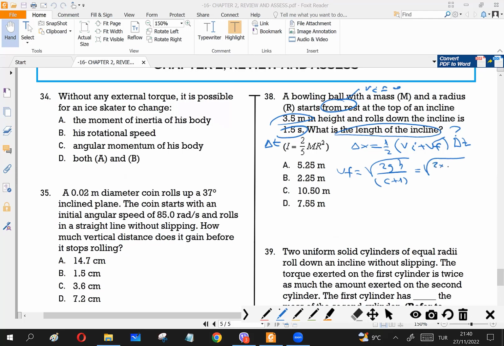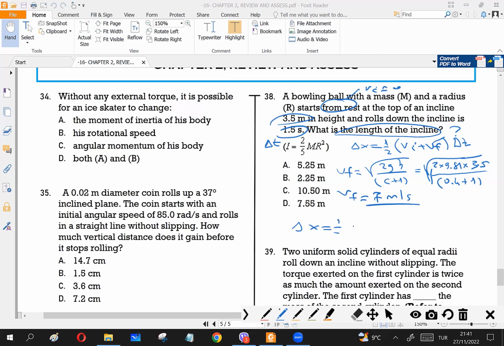2gh, 2 times 9.81. h is given as 3.5. Divided by c plus 1. A bowling ball is a solid sphere, so its moment of inertia constant is 2 over 5, which is 0.4, plus 1. Then you are going to use your calculator. You will find V final. How much is V final? 2 times 9.81 times 3.5 divided by 1.4. Take the root. It's 7 meters per second.